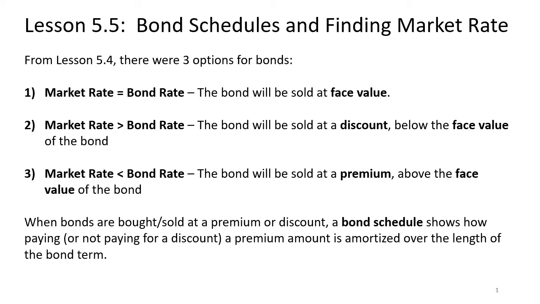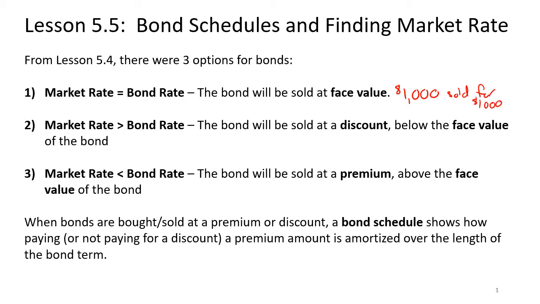Remember, there were three options for bonds. Okay, so the market rate could equal the bond rate. So that bond would be sold at face value. So in other words, if you bought a bond for $1,000, it would be sold for $1,000.